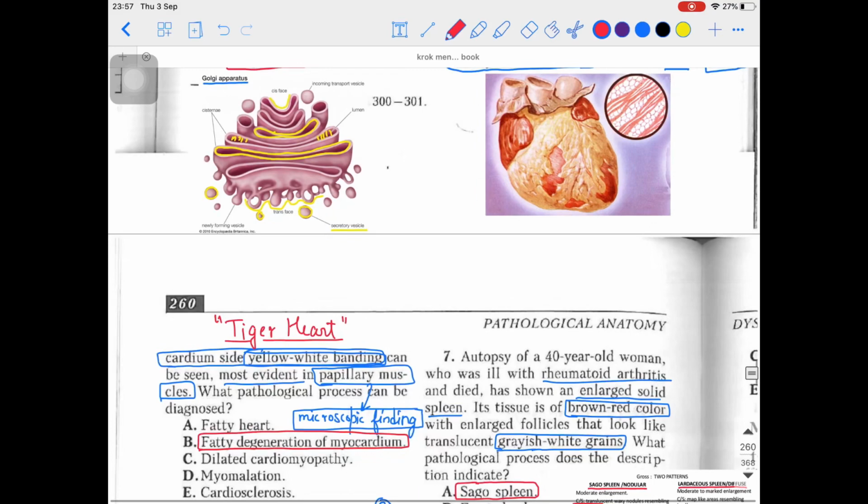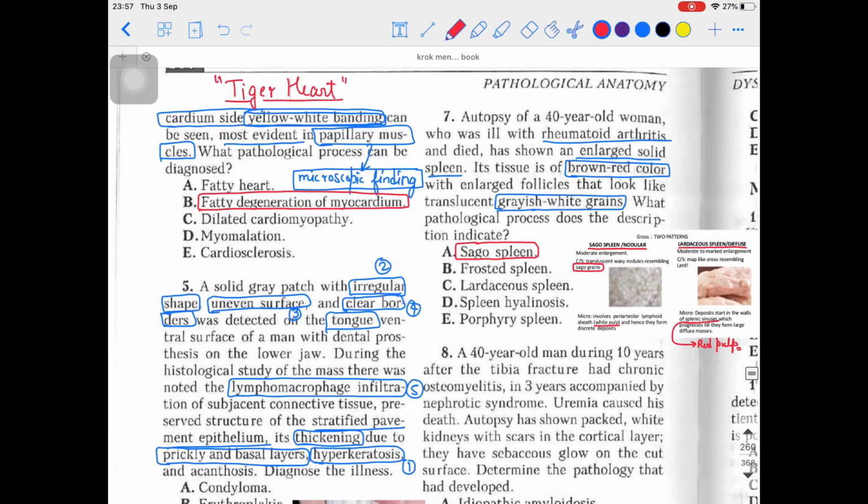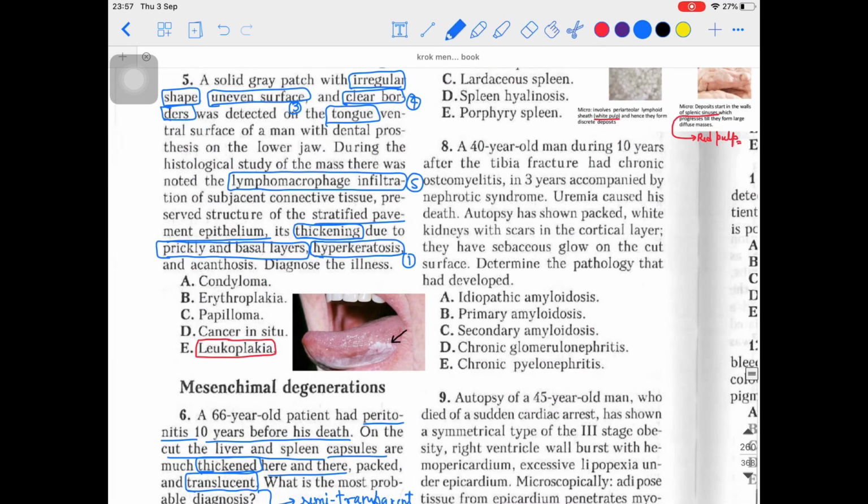I hope this one is clear. This was the easy one. So grayish white greenish, Sago like grains, so that is the Sago spleen. Let's move on to the next one, the 8th one.